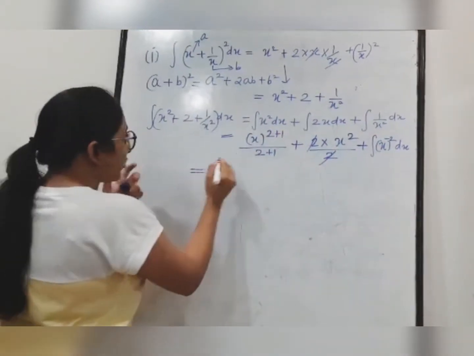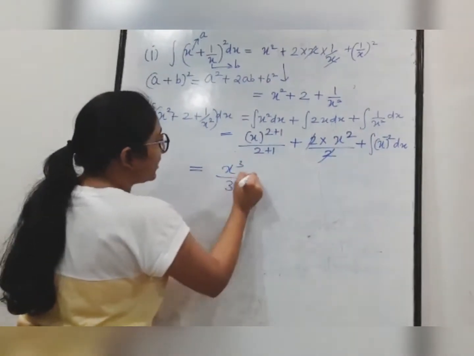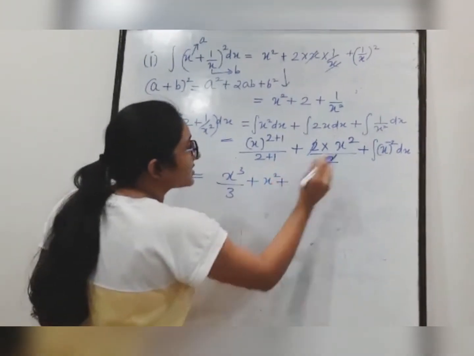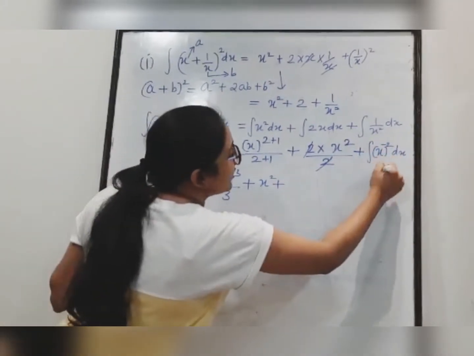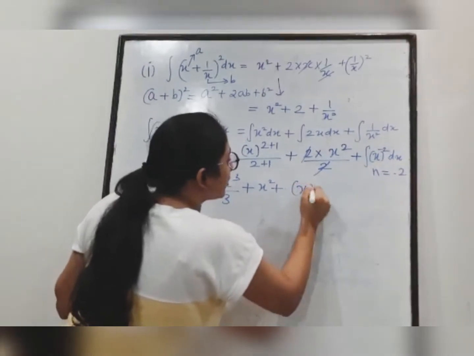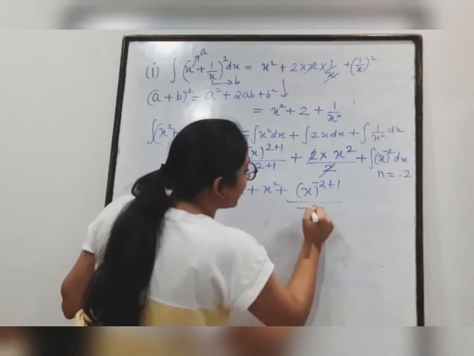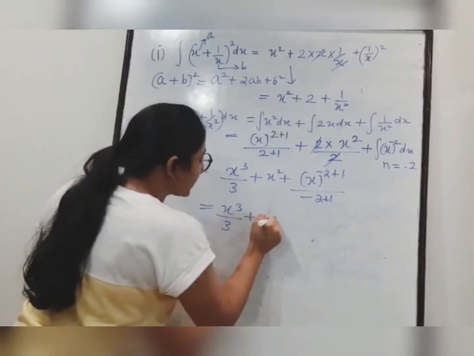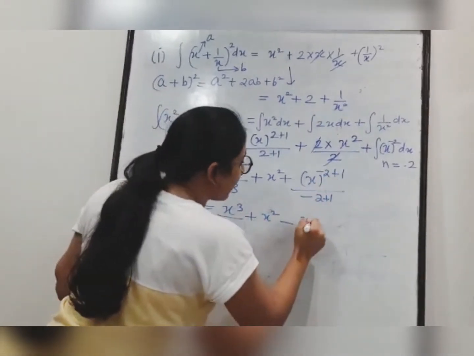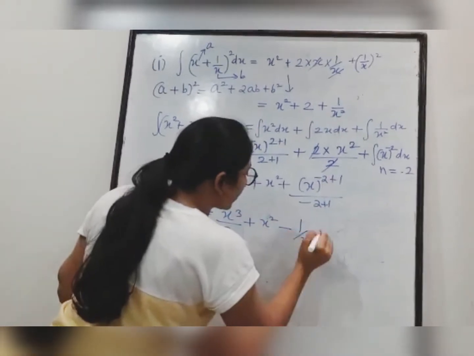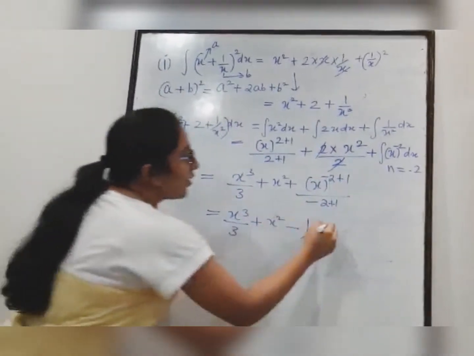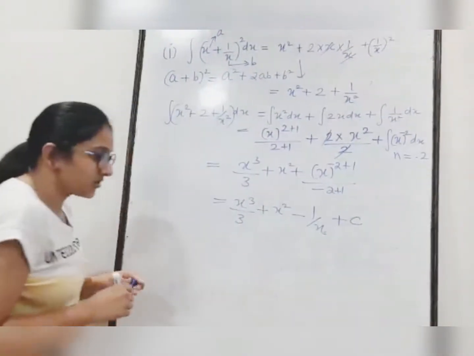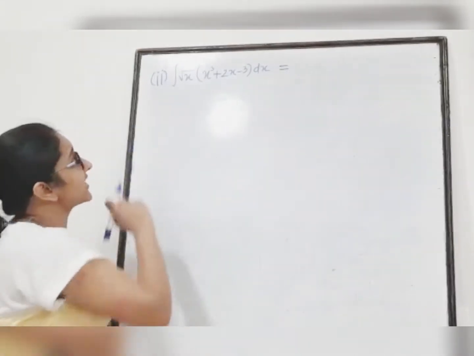Right. Now moving on, this is x to the power 3 by 3 plus this is x square plus, this is here n will be minus 2. So it will be x to the power of n plus 1 divided by n plus 1. So this will be x cube by 3 plus x square minus of x to the power 1 by x, or x to the power minus 1. Always remember to put the plus c constant. Now moving on to the second question.